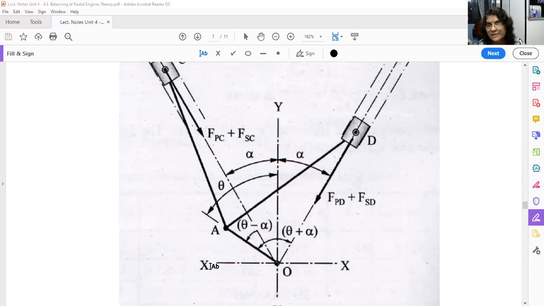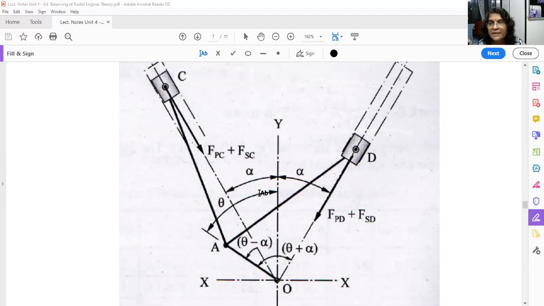This is axis XX. This is axis YY. This is the line of stroke. This is the line of stroke. So the angle between the 2 lines of stroke is 2 alpha. Then this angle is theta, that means the angle of the crank from the YY axis. So now we have to find out what is the angle made by this line of stroke with the crank.